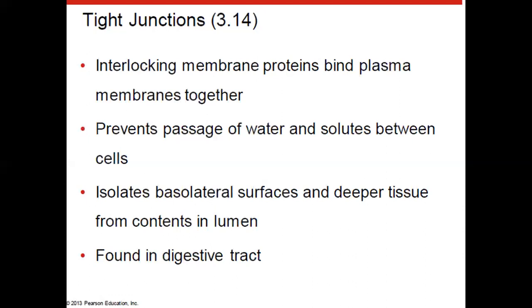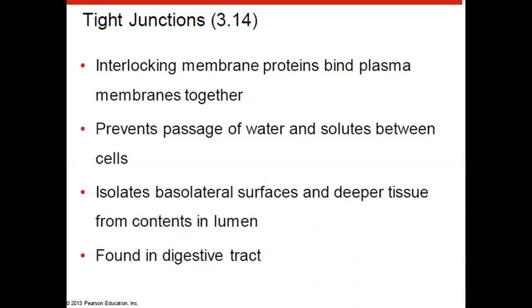So the lumen, remember, is the passageway through a structure, like in the small and large intestine or in blood vessels. The lumen is the passageway where blood moves. So these tight junctions prevent the movement of substances from the blood to the tissue that underlies the epithelial tissue. So it's a protective structure: if anything moves through the epithelial tissue, it has to move through the cells, not between the cells.